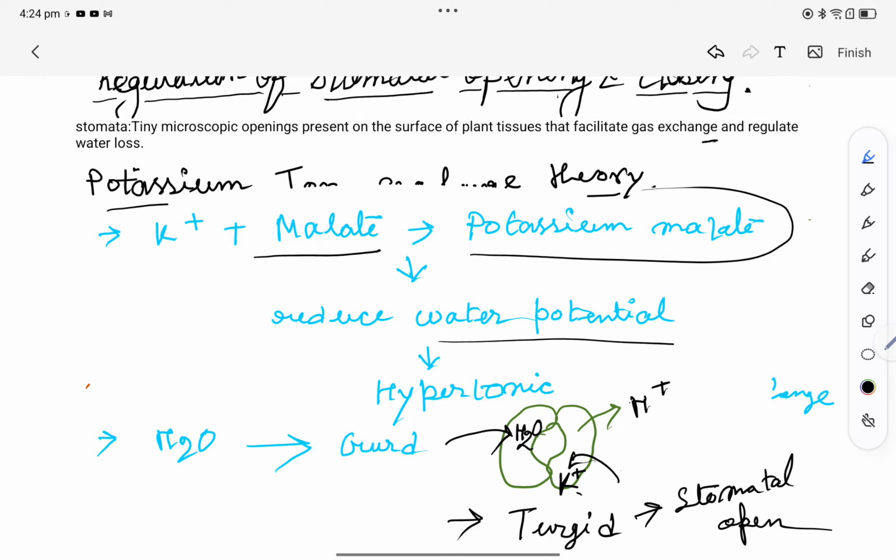Now these two were in your syllabus, that is the sugar concentration theory and the potassium ion exchange theory. In our next video, I am going to discuss the mechanism of photosynthesis, meaning what are the reactions taking place in the light dependent phase and the light independent phase.